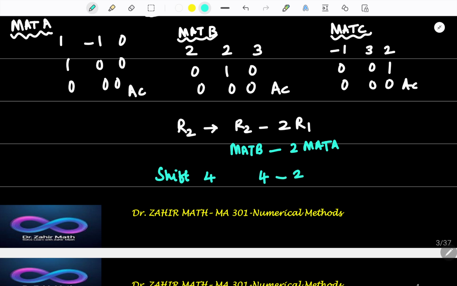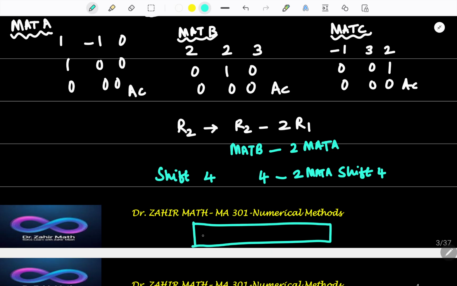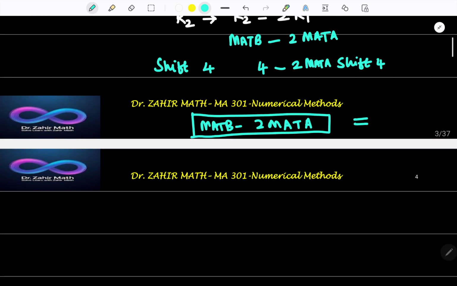Again Shift 4. Then press number 3. When you press number 3, you will get mat A. So what is the final screen? The screen will be like this: mat B minus 2 times mat A. Then press equal. If you press equal, what will you get?